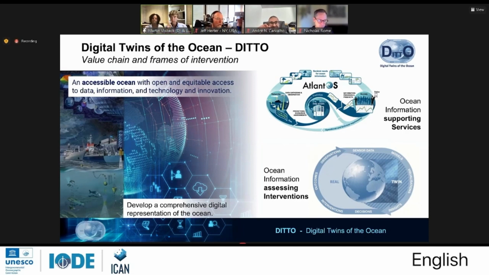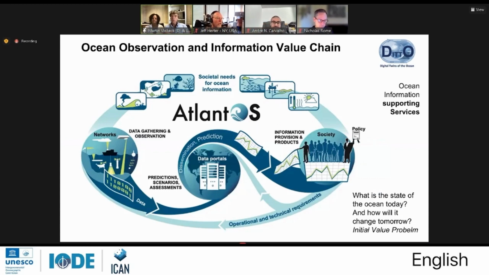Next slide. So in observing systems, and again, I could have put here GOOS, the Global Ocean Observing System. Atlantis is the Atlantic version of that. But on the left, you see the networks, the data that you're generating. In the middle, it's the data portals, models, data assimilation. And on the right, you put that information out to society that then informs societal issues like storm surge protections, sightings, regulatory effort, and the like.